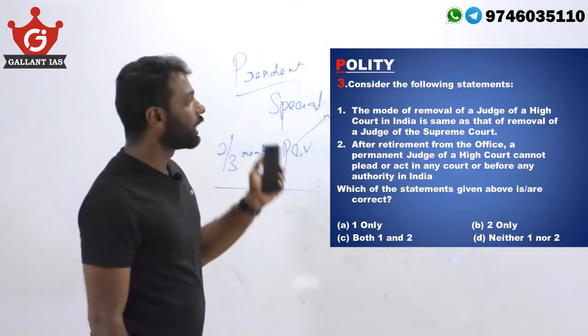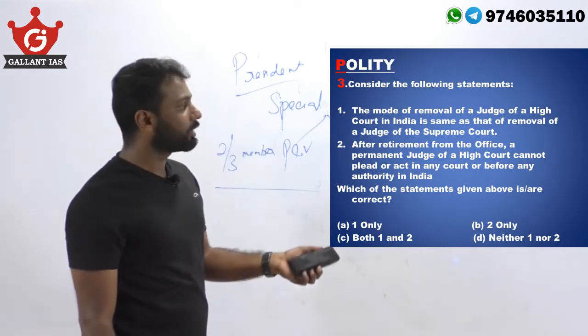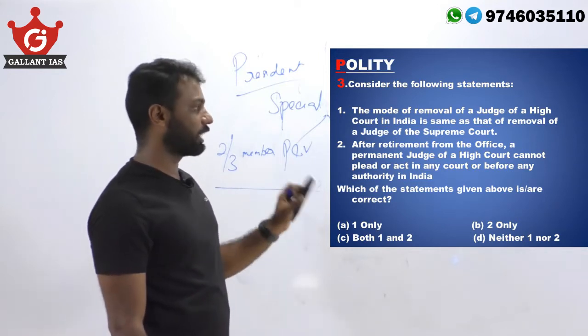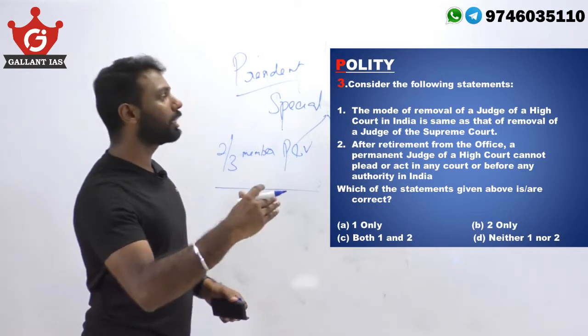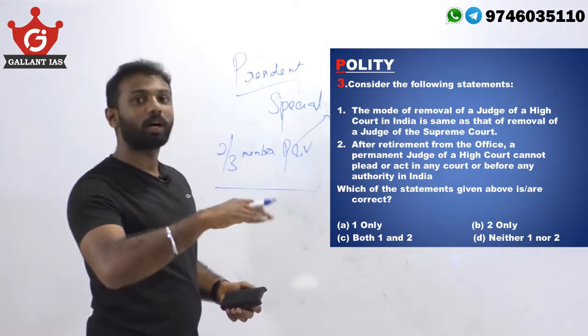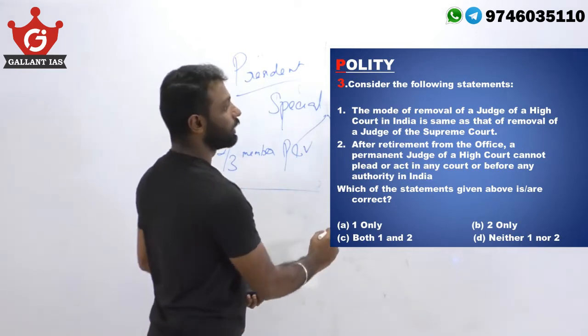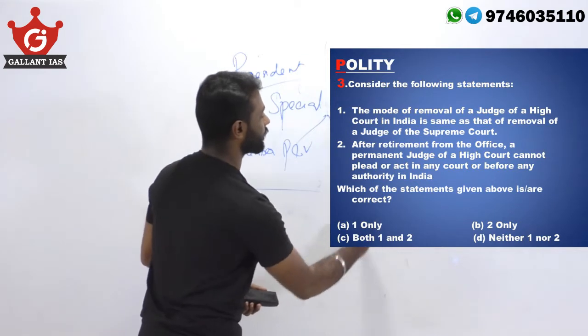Regarding statement 2, after the retirement from the office, a permanent judge of a High Court cannot plead or act in any court or before any authority of India. That is wrong, because a retired judge of a High Court can plead or act in the Supreme Court, and also other High Courts in which he has not worked. So statement 2 is wrong here and statement 1 is right. So the answer is option A.